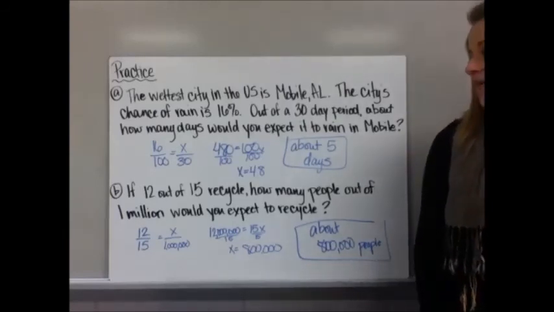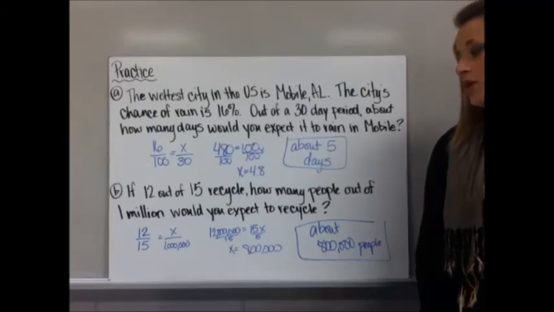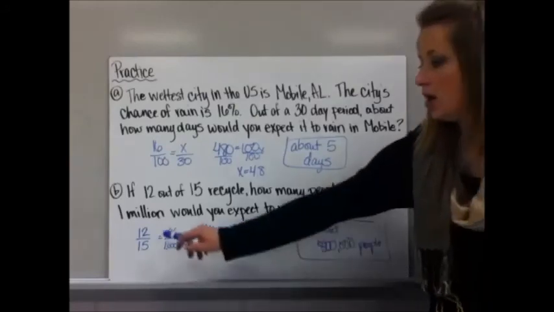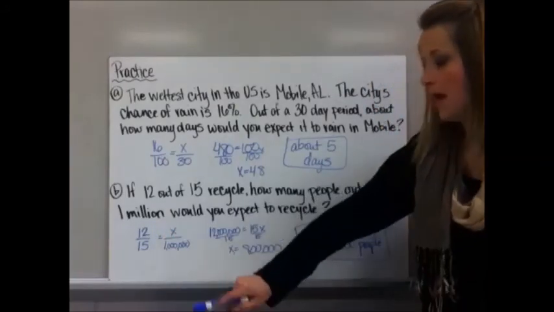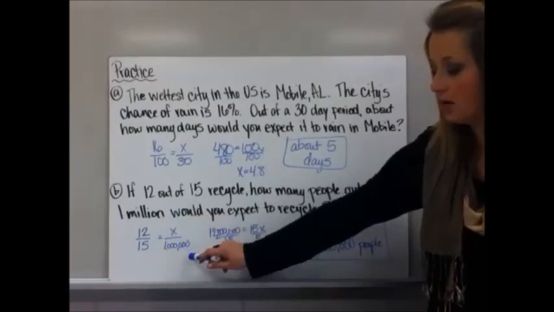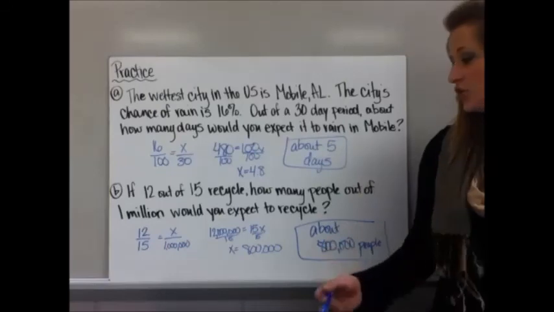Part B. If 12 out of 15 people recycle, how many people out of 1,000,000 would you expect? So I'm taking the probability, 12 out of 15, and I'm putting it into a proportion. 12 over 15 equals x over 1,000,000. I solve that proportion to get my prediction.